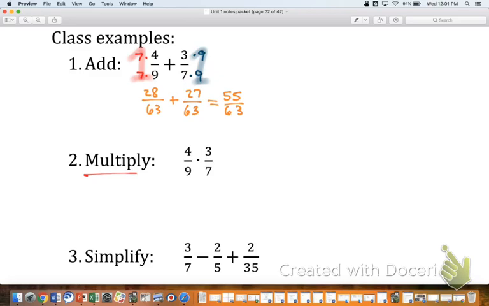The way you multiply fractions is you multiply the numerators together, and 4 times 3 is 12. And then you multiply the denominators together. 9 times 7 is? 63. We figured that out already, 63. Now this fraction actually can be reduced, can it? Yeah. What goes into both 12 and 63? 3. 3 does, yep. So that would be 4 21sts.